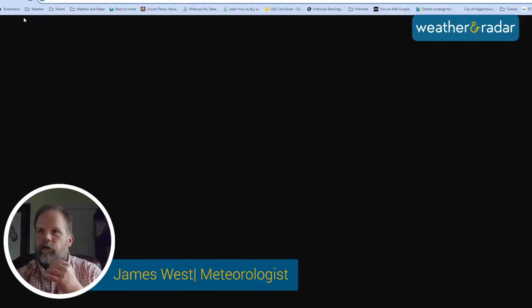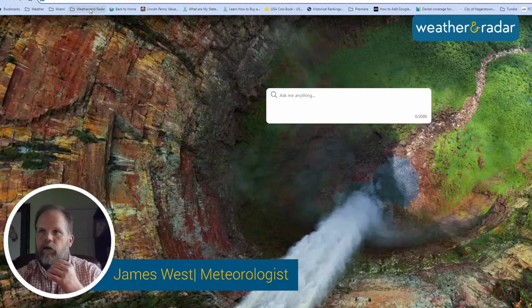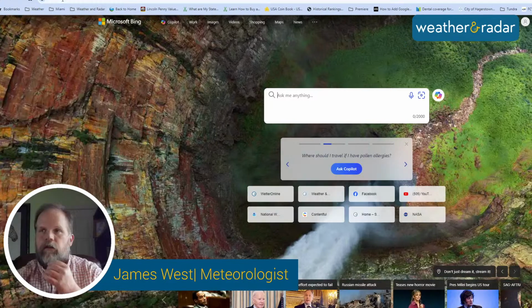It's important to be aware of this if you're driving, and also be aware that there is a chance that there could be some localized power outages. So make sure you always have several ways to be alerted, and be sure to check out Weather and Radar throughout the next several days to make sure that you get all the latest forecasts.